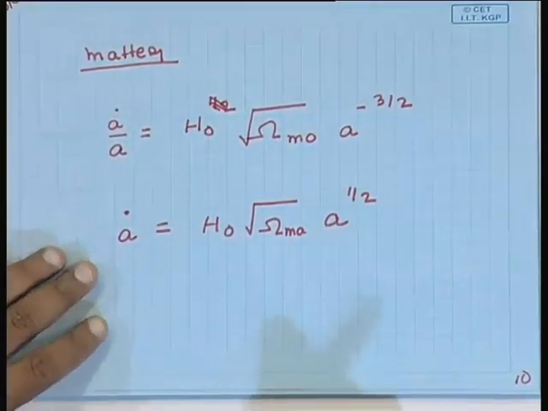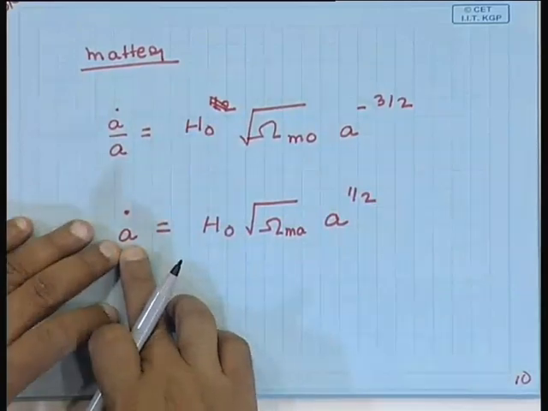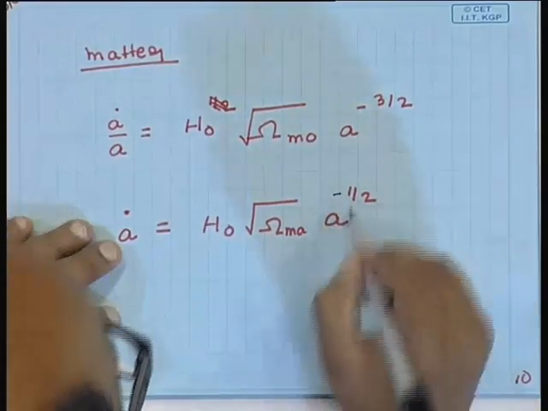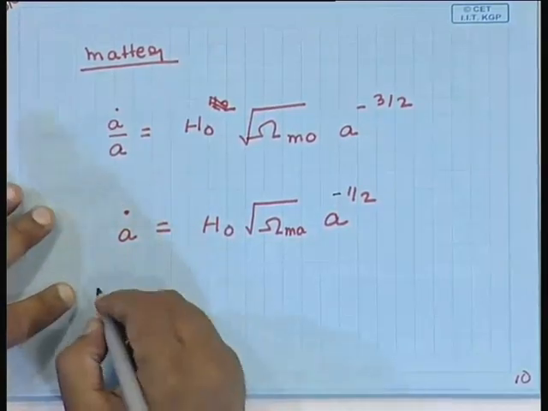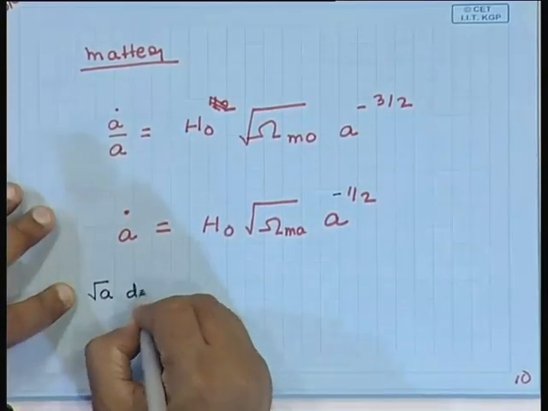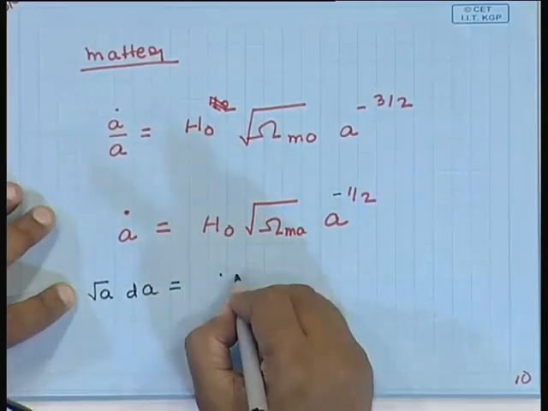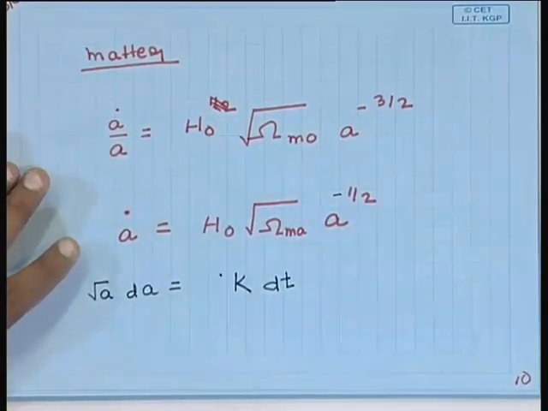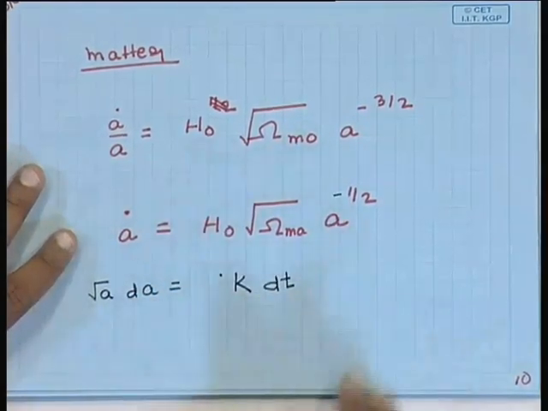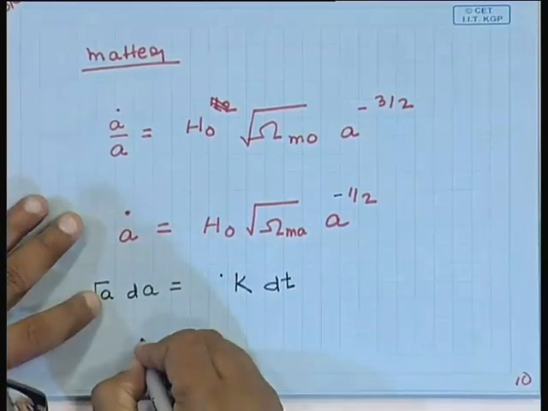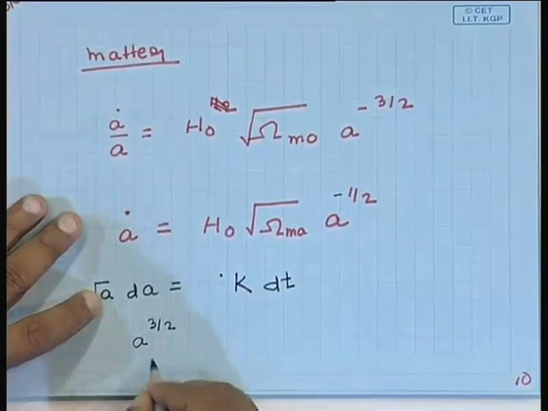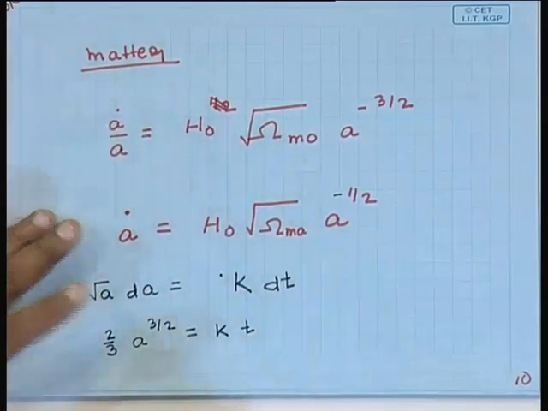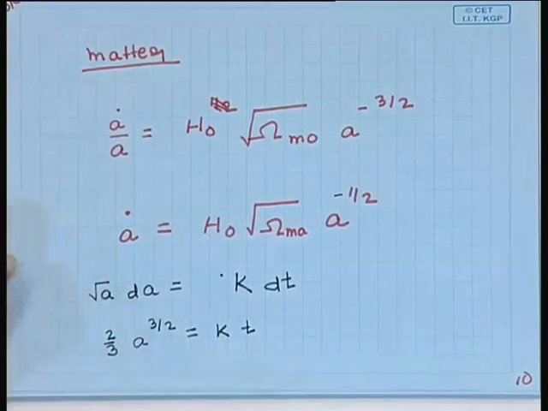And I multiplied by A. So, I get A dot is H naught square root of omega matter naught A to the power, this should be minus half, and I can write it as square root of A dA is equal to, let me just call this constant k, into dt. And if I integrate, I get A to the power 3 by 2 into 2 thirds is equal to k t plus a constant of integration which I set to 0, because I want the big bang to occur when t is 0.